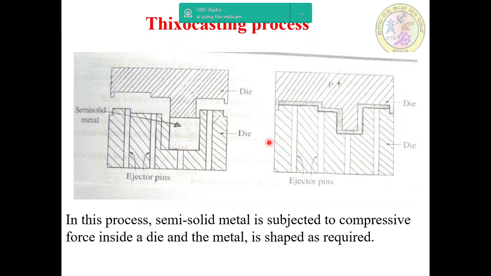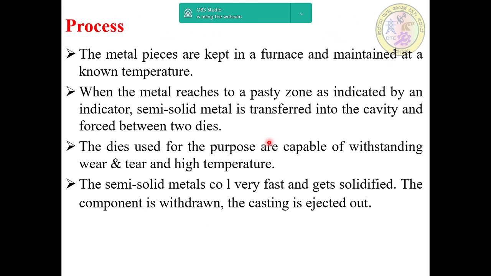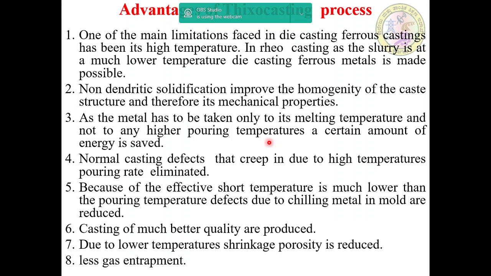And then the main advantage of the thixocasting process: one of the main limitations faced in die casting of ferrous castings has been its high temperatures. In this process, casting as a slurry is at a much lower temperature than in the die casting process. The drawbacks in die casting can be overcome by this process. This is one main advantage.